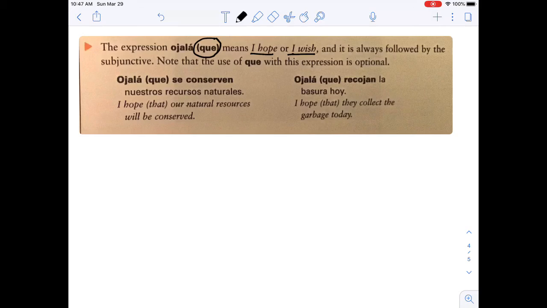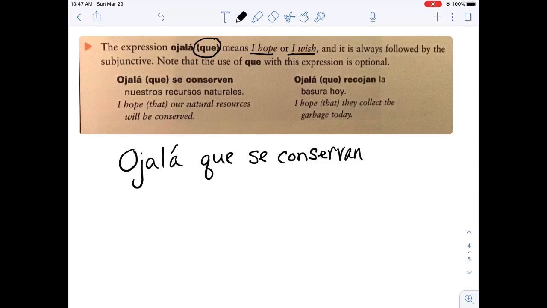Remember, anytime we use parentheses like that, it means it's optional. With this particular phrase, you can use que or you don't have to. So, for instance, they give you this example. I could say, ojalá que se conserven, dot, dot, dot. Oops, I forgot the R. Or I could just say, ojalá se conserven, dot, dot, dot. Either way is correct, okay?